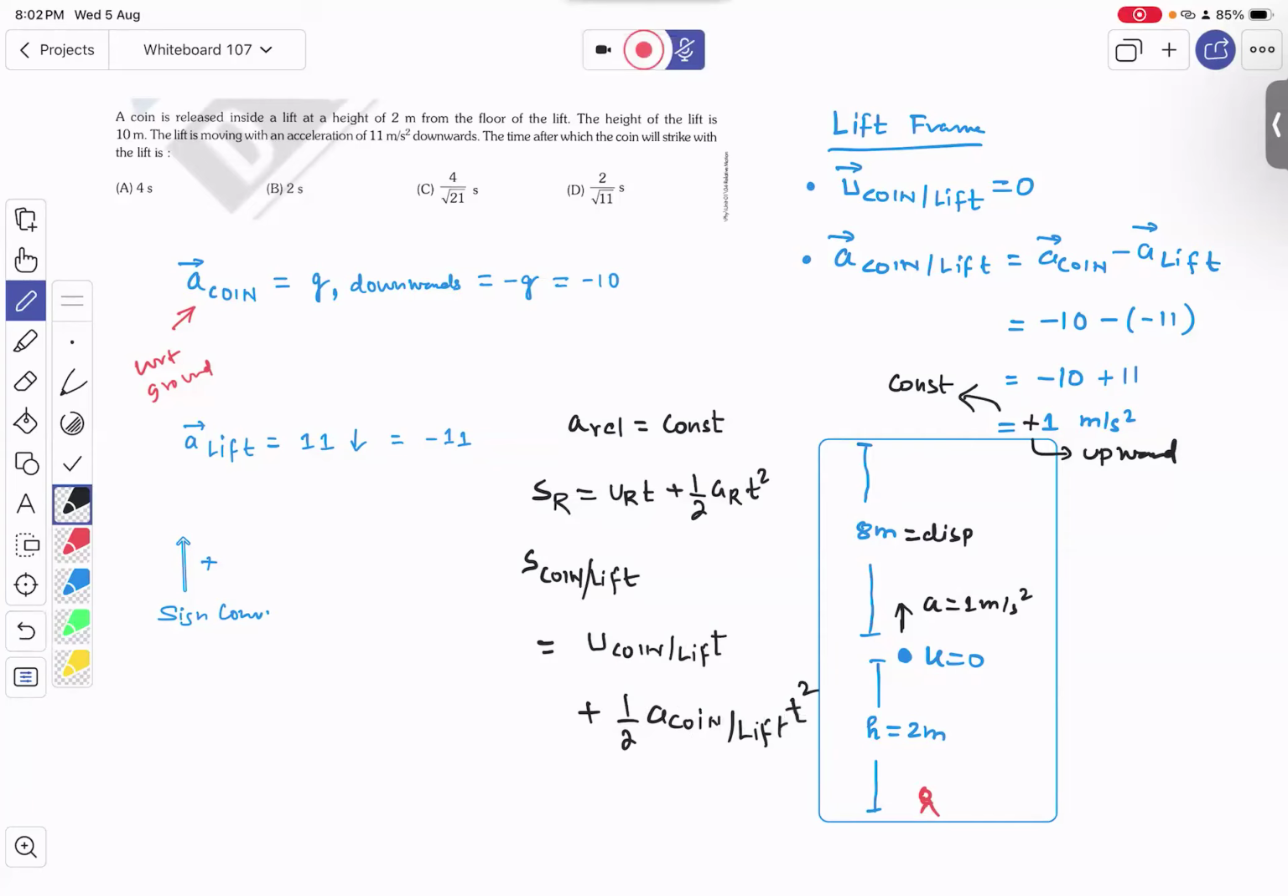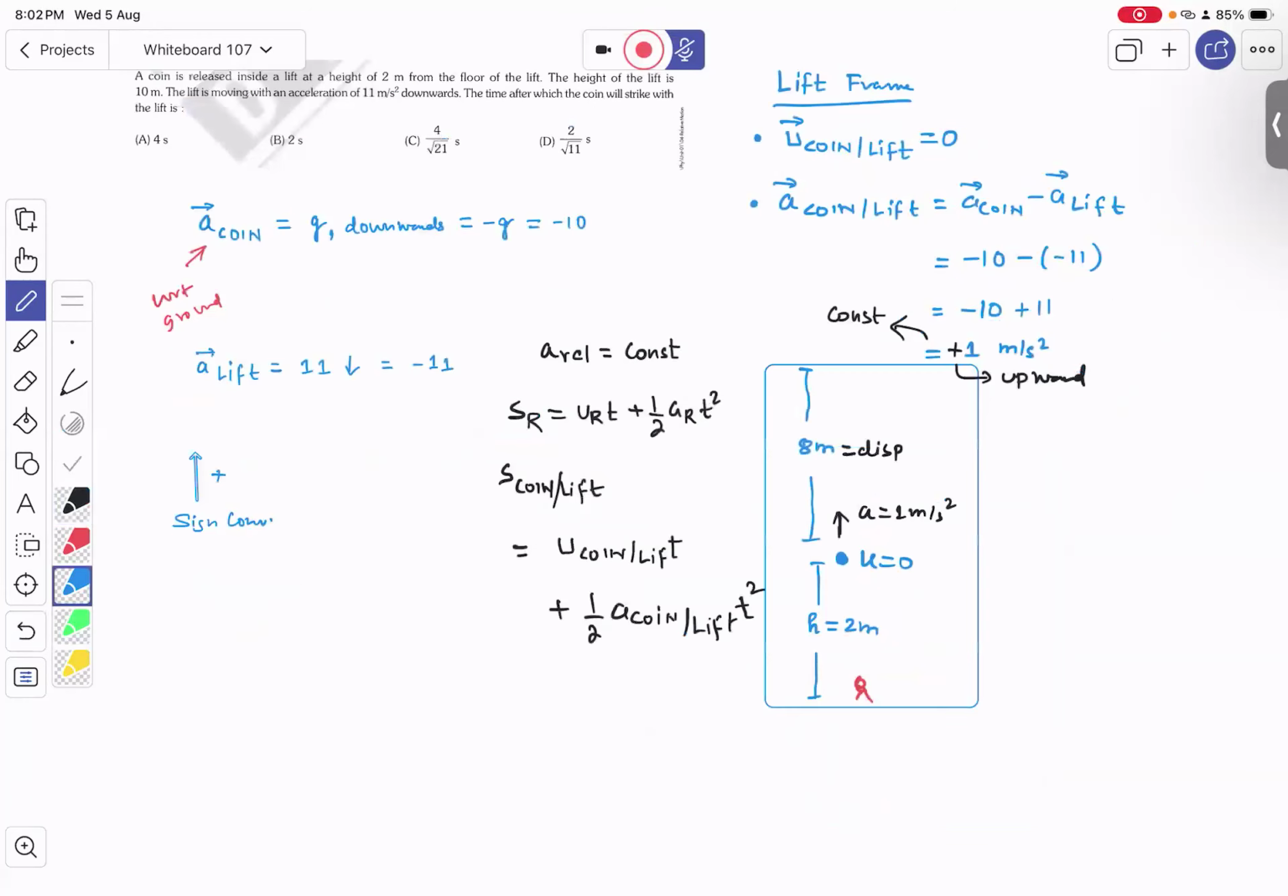Here u will be made equal to 0. So what we get is displacement 8 equals half into 1 into t square. So the answer came t square equals 16. So t equals 4 seconds. I hope all of you understood this question. All of you understood, no?